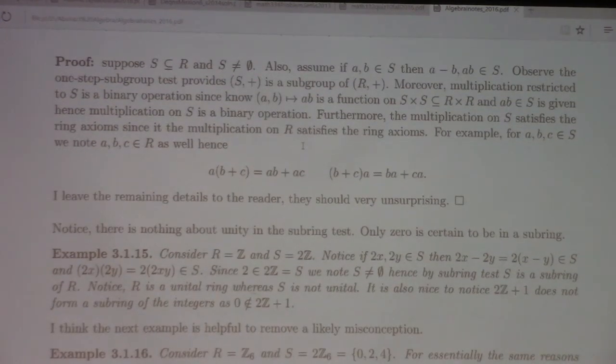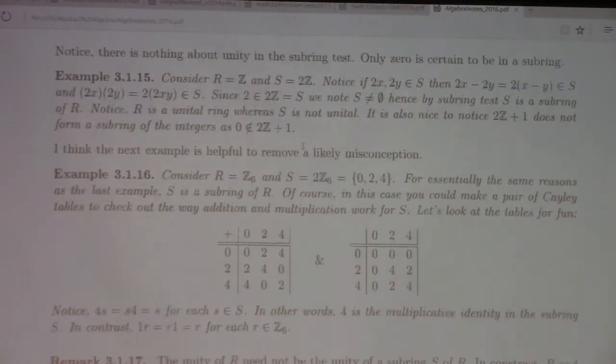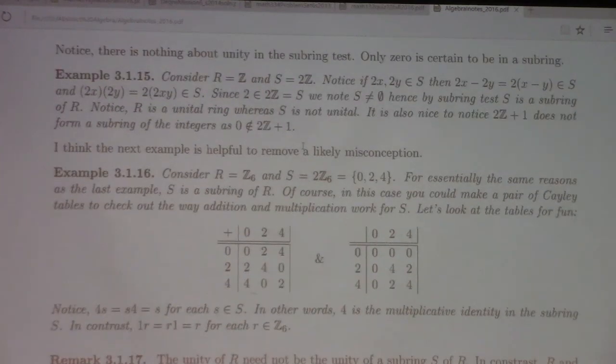So the proof of the subring test is totally uninteresting. You can read it. It's the same as the proof of the subspace test from linear algebra. It basically just says, hey, if it's in the subspace, it's in the vector space, and so all of the axioms hold for those elements. And the condition closed under subtraction and closed under multiplication makes the axioms hold for the elements, right?